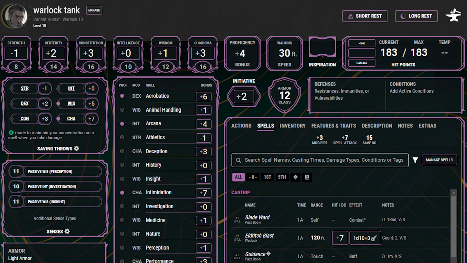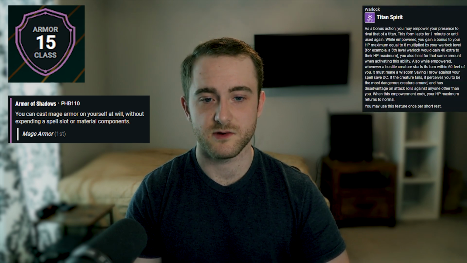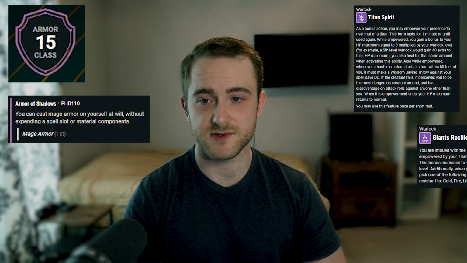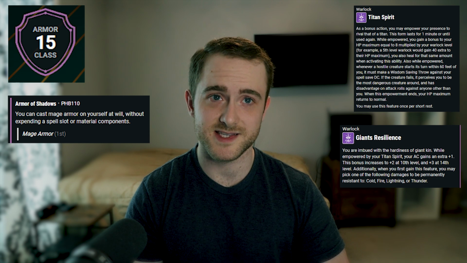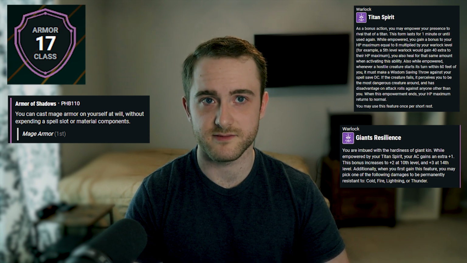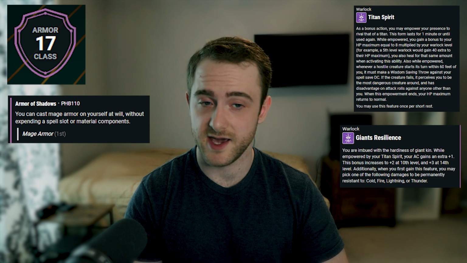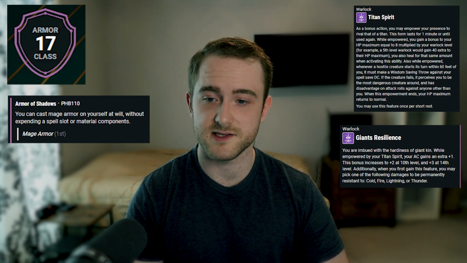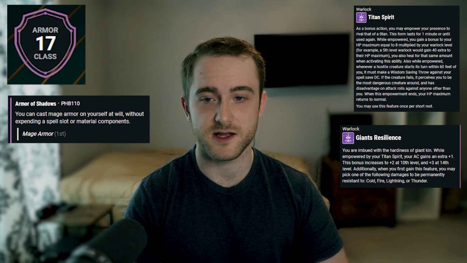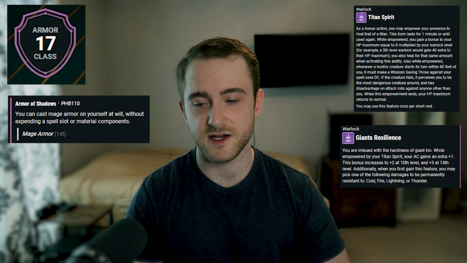Now as you'll also notice, our armor class is only a 12. But we do have a +2 to our dexterity, and we have taken the Armor of Shadows Eldritch Invocation, meaning that we can cast Mage Armor at will without expending a spell slot whenever we want. So if we cast Mage Armor, that puts us at a 15 armor class. And if we activate our Titan Spirit ability, which gives us a +2 to our armor class because of Giant's Resilience at 10th level, we would actually be at a 17 armor class the moment we enter combat. So having a 17 armor class and 183 hit points when combat starts is not too bad for a 10th level Warlock. Not to mention we are taunting all of the enemies within 60 feet of us.